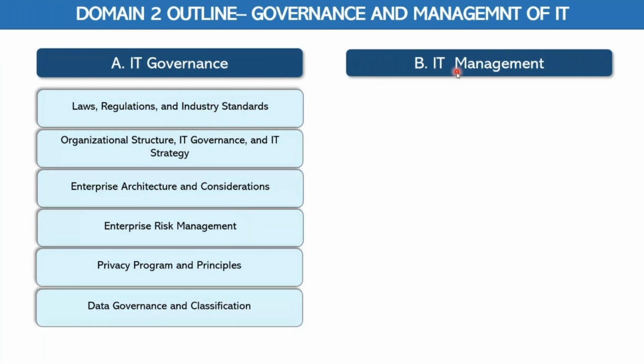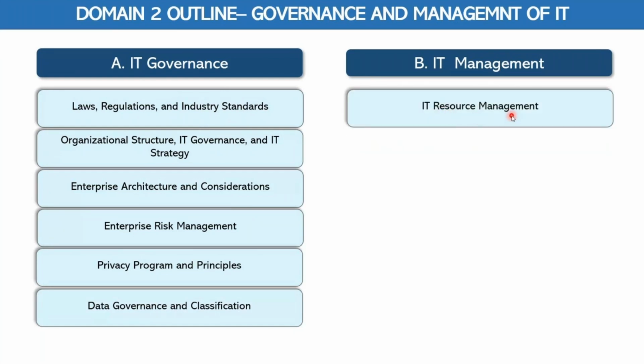Now Part B, IT management. We have IT resource management. When I say resource, it doesn't mean only human resource, but all the resources that are required to run information technology. Then IT vendor management. In this part of the world, there is a dependency on vendors. The functions that are assigned to vendors are those which are routine in nature, so that the organization can focus on their core expertise.